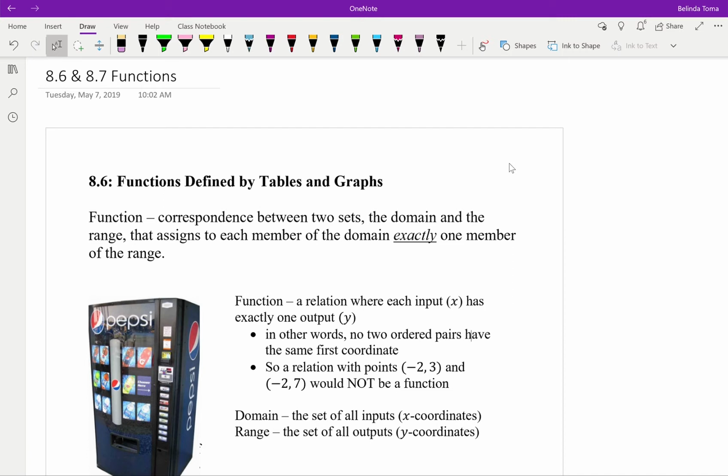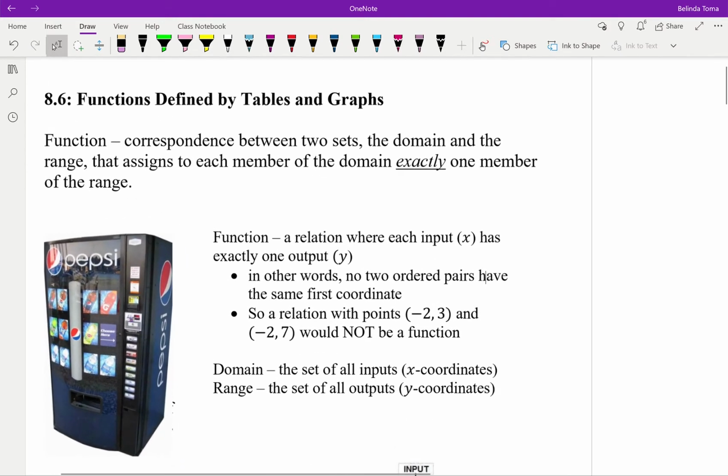Hello and welcome to our video on sections 8.6 and 8.7 of the Red Book on functions. A function has to do with our x's and our y's. In particular, it's the correspondence between those two. What's important about a function is that every domain or x value can only have one range or one y value. In terms of a definition, a function is a relation, and we'll get to what a relation is later in the unit, where each input, or x, has exactly one output, or y.